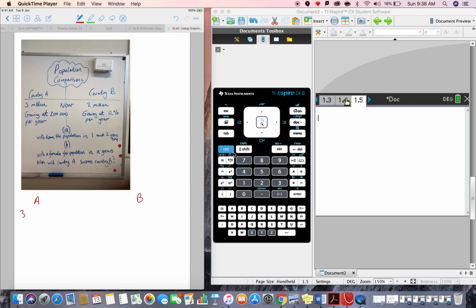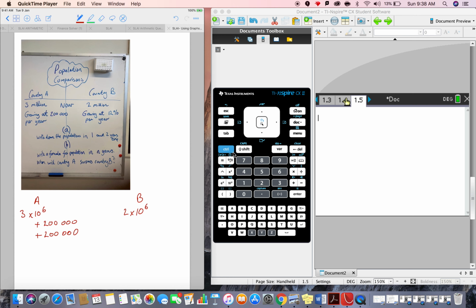Country A has 3 million, so I'm going to have 3 times 10 to the 6. Country B has 2 million, 2 times 10 to the 6. Country A is growing at 200,000, so it's going to be plus 200,000, and then plus 200,000. That's giving you a clue that it's probably arithmetic.